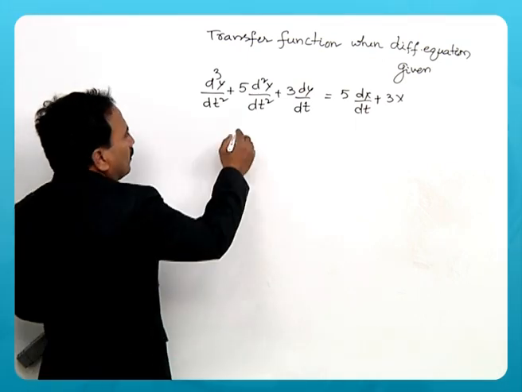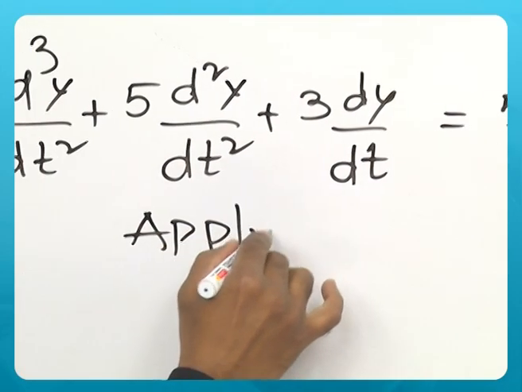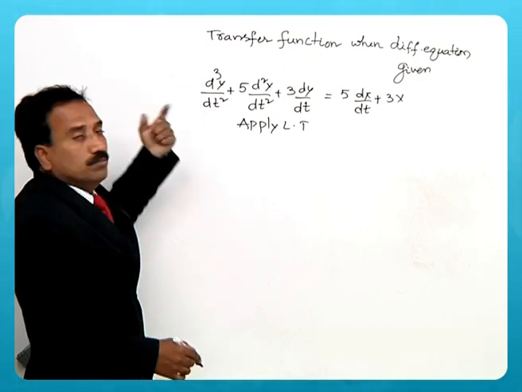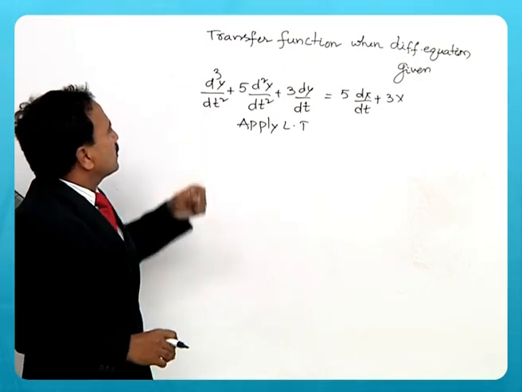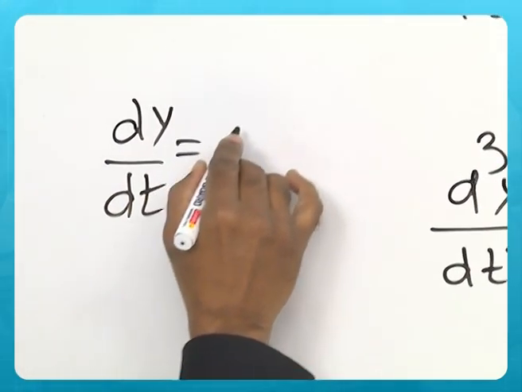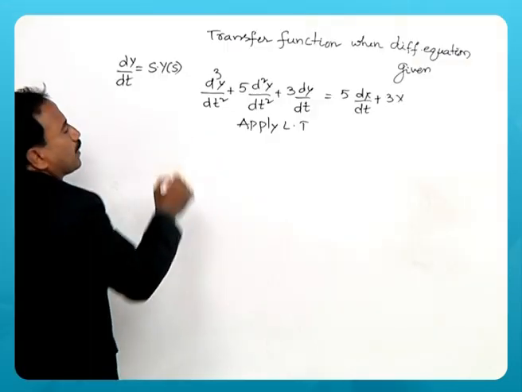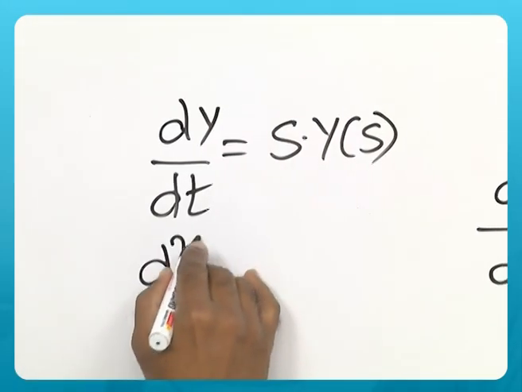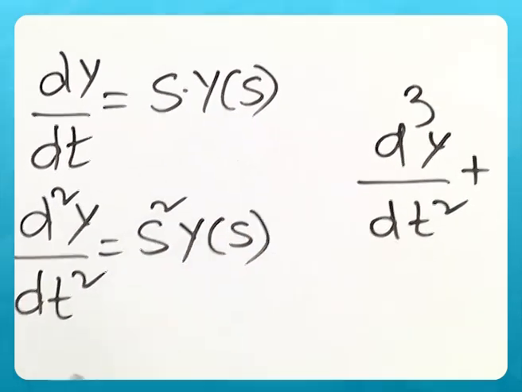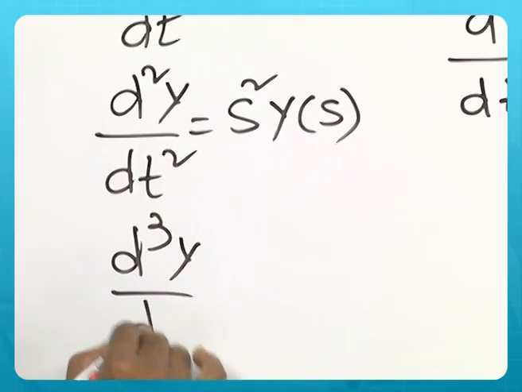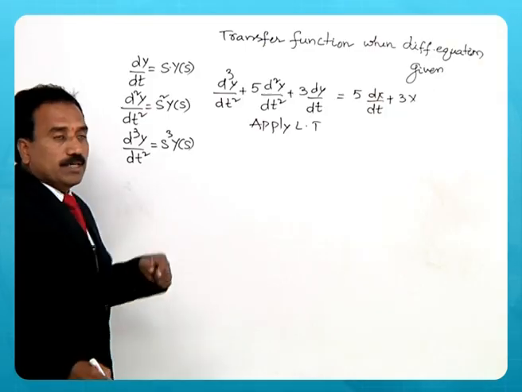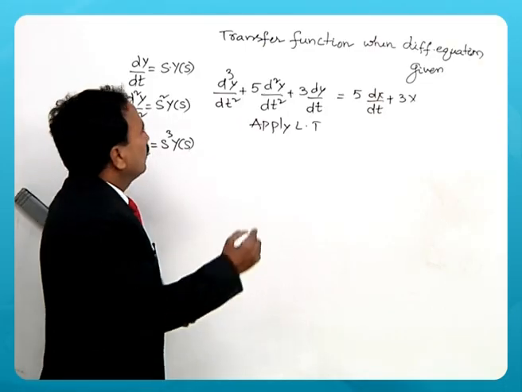So again you need to apply the Laplace transform here. It's not a difficult one, even though you have a d cube. As you know, if you have dy by dt, please remember it is s into y of s. If you have d square y by dt square, it is s square into y of s. If it is a cube, you have s cube. So the same thing you need to apply here.